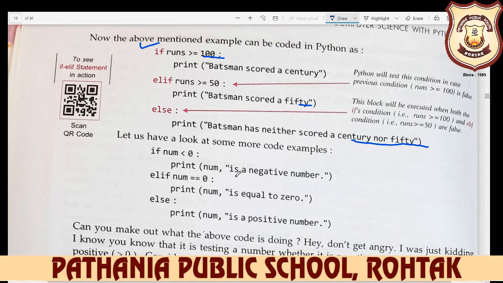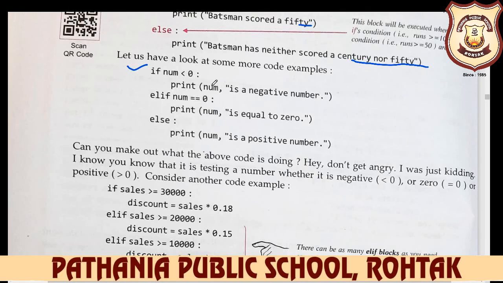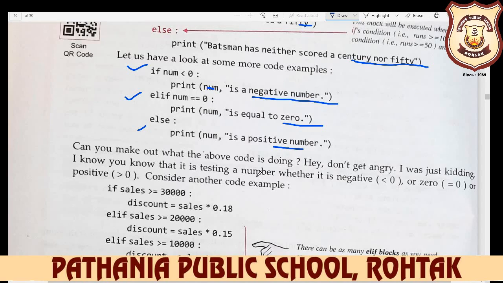Let us have a look at some more code examples. If num is less than 0, then print the number, for example -5, -3, -4, any number, and after that display that this is a negative number. And if the number is equal to 0, then first display the number and then display that it is equal to 0. And else the number is positive, then display that the number is positive.